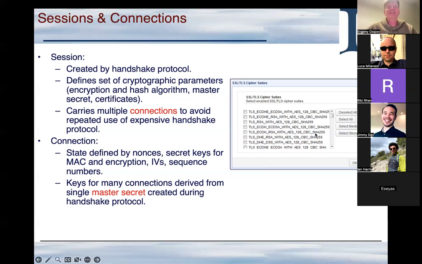And SHA as a cryptographic hash function. And it is up to the handshake procedure, where the client and the server agree upon a specific combination of cryptographic primitives to be used to protect a specific session.